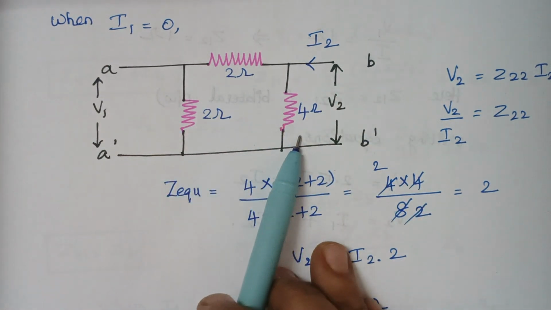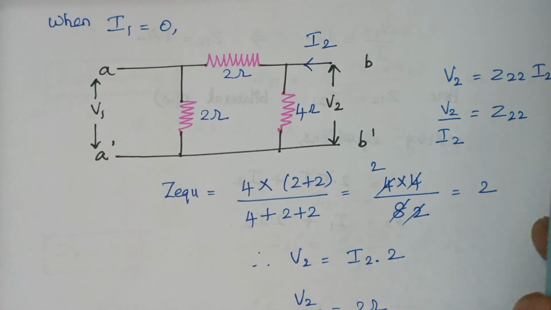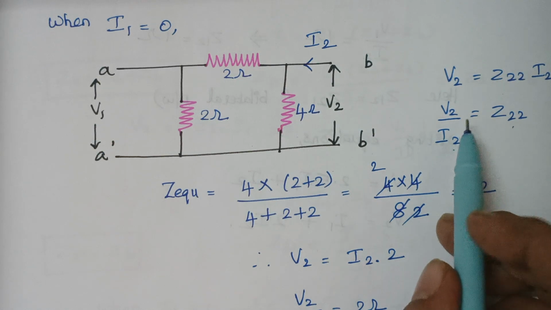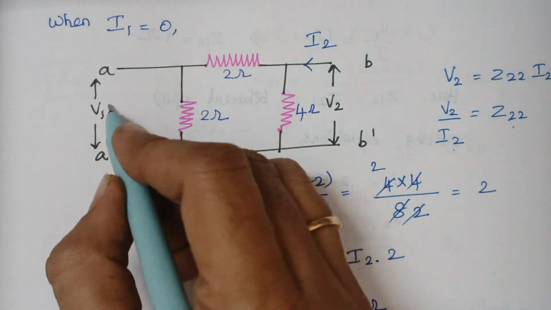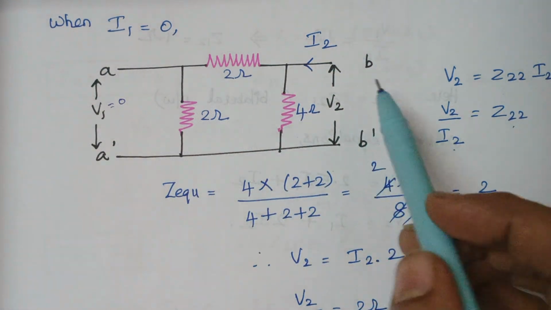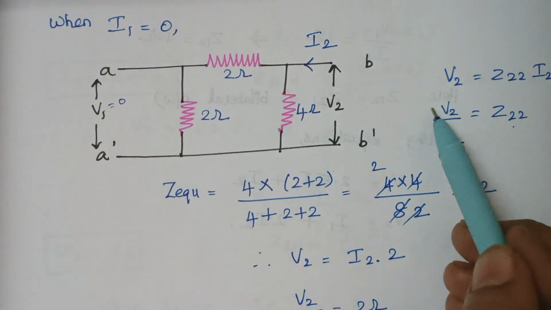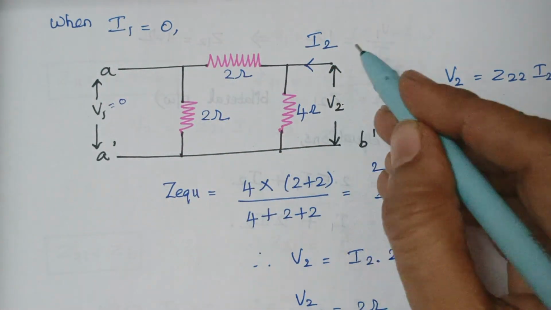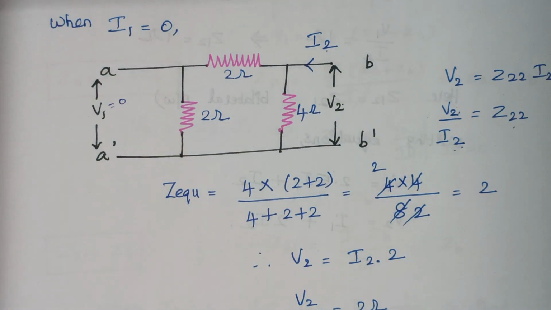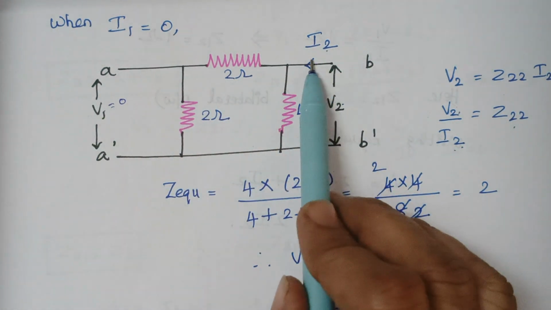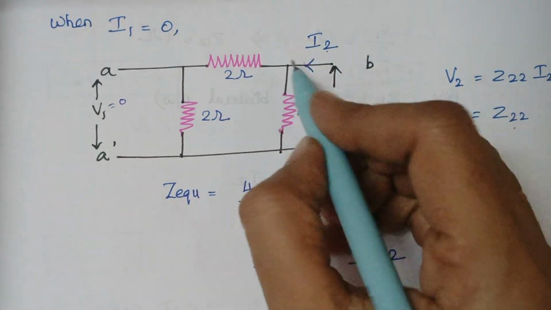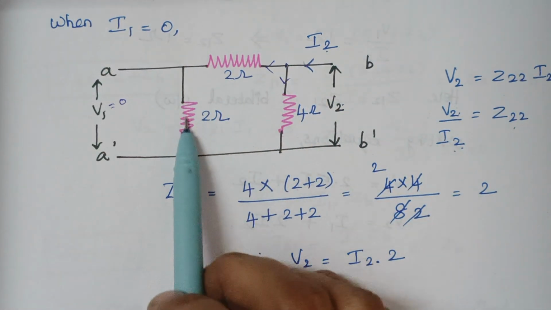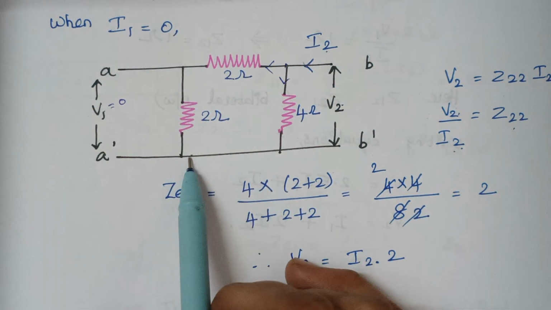So here again what we need, V2 is equal to Z22 into I2, and Z22 is nothing but V2 by I2. So here again, V1 is 0 simply. Therefore we want to find V2 by I2. In this network we are having only V2 and I2. So automatically you have to find the impedance of this circuit, and you have to consider the current direction from this side. So at this node, current gets divided, and this current will exactly flow through this 2 ohm because these two are connected in series.